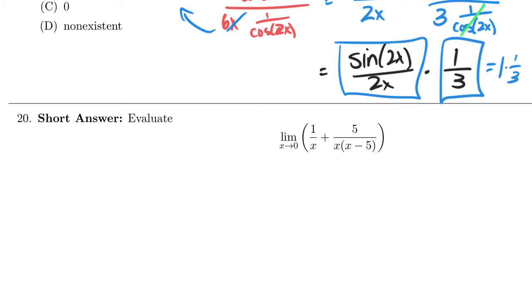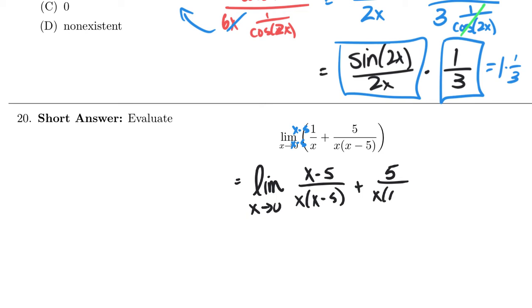And our last one, one more limit. Can't plug in 0 at the start. Whenever you see fractions, think about getting a common denominator. So to get a common denominator here, I just need to multiply this left-hand fraction by x minus 5 over x minus 5. So it's going to be x minus 5 over x times x minus 5.